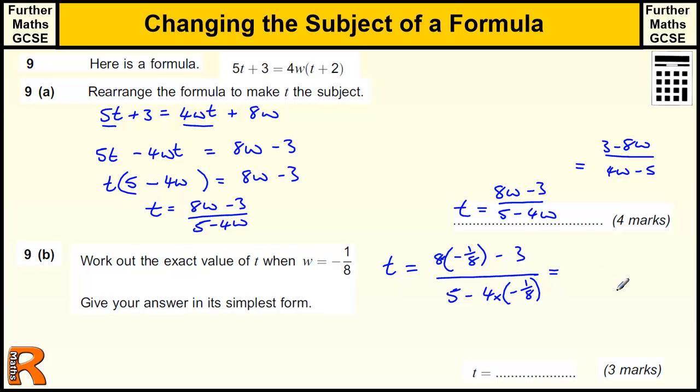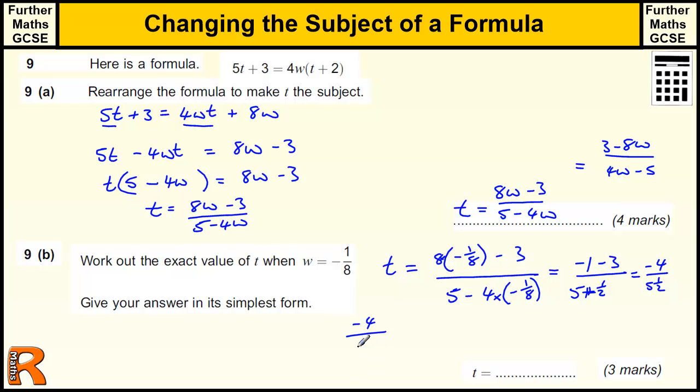So we've got 8 lots of minus 1/8, which is just minus 1. 8 lots of 1/8 is 8 eighths, which is 1. So that's minus 1, minus 3, all over 5, take away 4 lots of minus 1/8. Well, 4/8 is a half. So I'm taking away minus a half, which is adding a half. So I end up with minus 1 minus 3, which is minus 4, all over 5 plus a half, which is 5 and a half, or 5 halves.